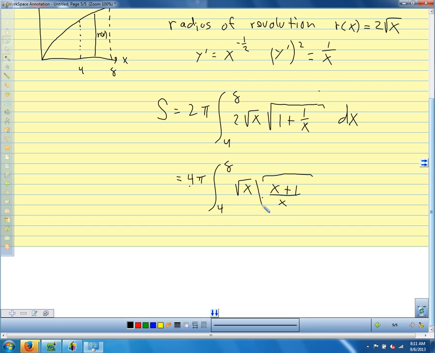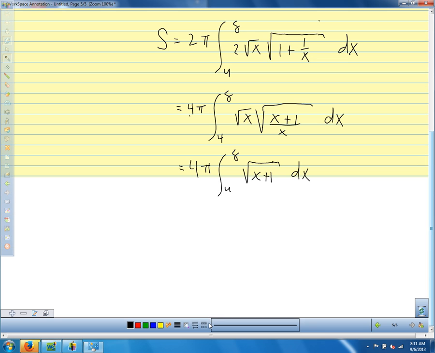I want to make sure I keep the dx. And I have a square root of x here, and I have a 1 over the square root of x there. So what happens to those? They cancel, so I get 4 pi, integral from 4 to 8 of square root of x plus 1 dx. That looks better.